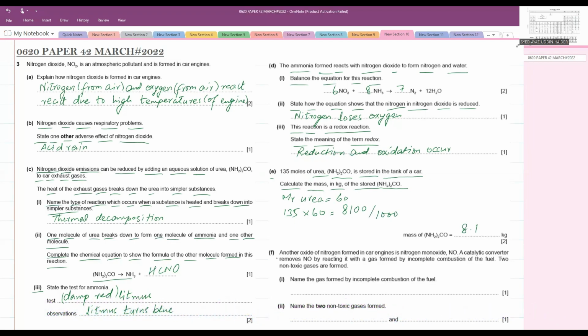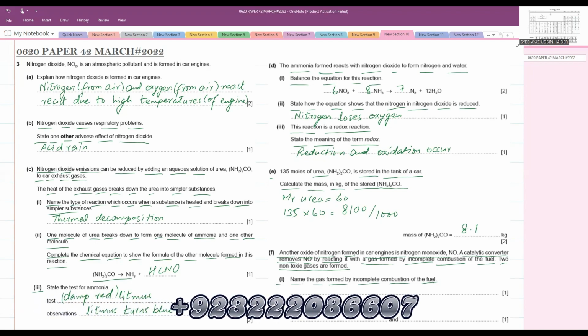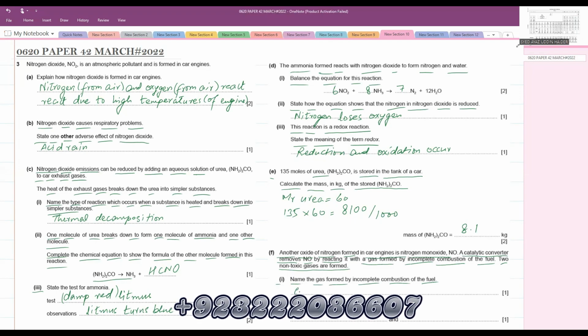Now, part F: another oxide of nitrogen formed in car engines is nitrogen monoxide, NO. A catalytic converter removes NO by reacting it with a gas formed by incomplete combustion of the fuel. Two non-toxic gases are formed. Part 1: name the gas formed by incomplete combustion of the fuel. This one is very simple. You know that during incomplete combustion, both soot and carbon monoxide are produced. The question indicates that the gas must be the toxic one. So the answer should be carbon monoxide.